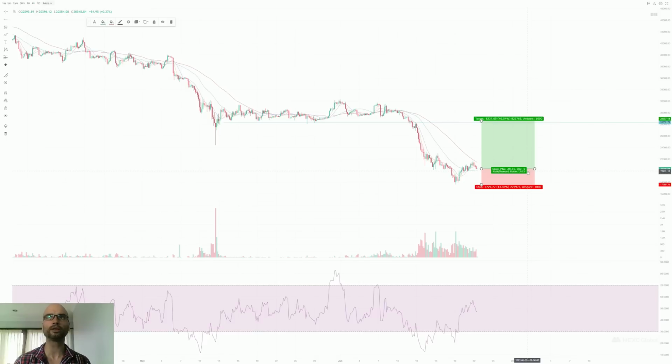A 3-to-1 means that you have to be profitable at least 25% of the time to be profitable in this trade.